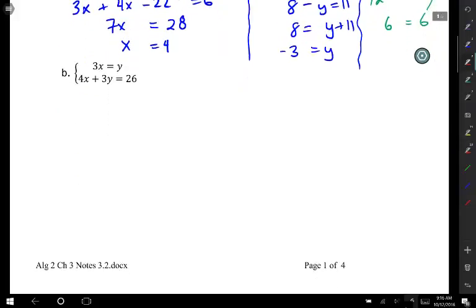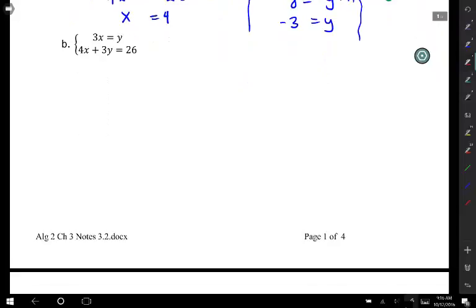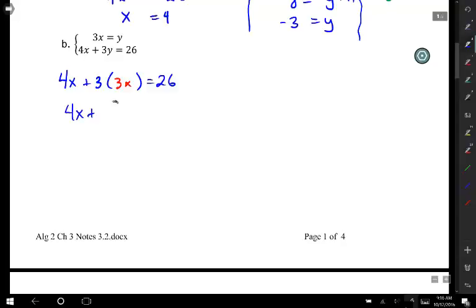All right, next one, B. I set this one up very straightforward. Which variable are you going to work with? The first one. Why? Because it's easy, it's already there. It's y equals, so it's already separated. So here we go. 4x plus 3 parentheses. What am I sticking in there? 3x. equals 26. 4x plus how much? 9x equals 26. 13x equals 26. What is x supposedly equal?